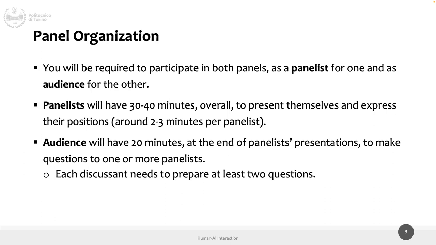So panelists for each panel will have around 30 minutes overall to present themselves and express their position. And the audience will have another half an hour at the end of the panelist presentations to ask questions to one or more panelists. That means that when you are acting as a panelist, you will need to prepare what you are going to say and what's your position for a couple of minutes. And when you're acting as audience, you need to have at least two questions for each panelist to ask.